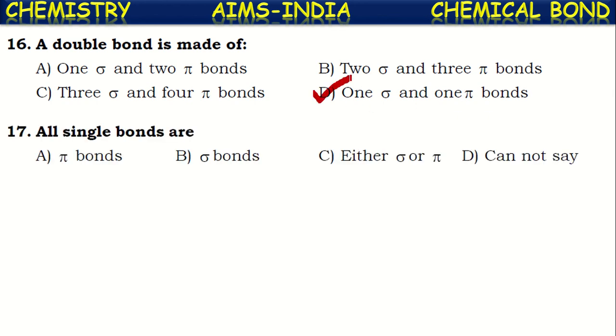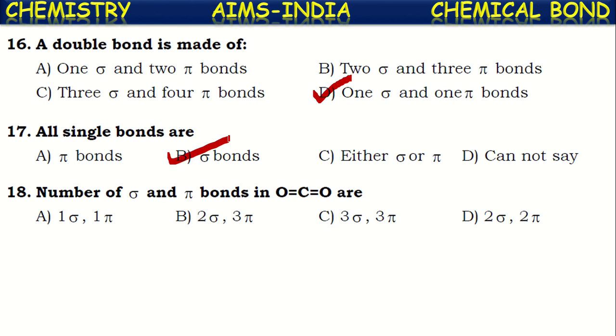Next, all single bonds are sigma bonds, because whenever two atoms approach each other for bond formation, first they result in the formation of a sigma bond only, because their orbitals overlap on the axis of the nuclei, that is end to end, which results in sigma bond formation. The further bonds result in the formation of pi bonds. So the first bond will be a sigma bond.